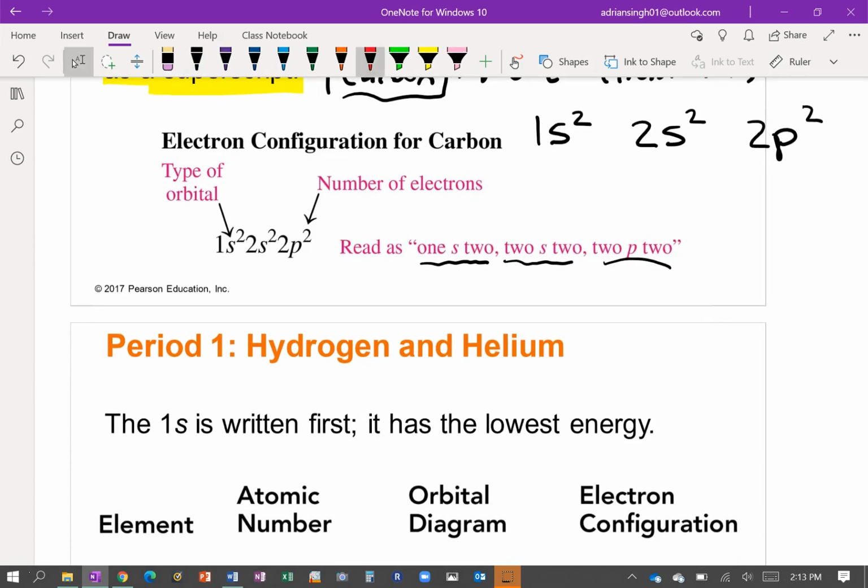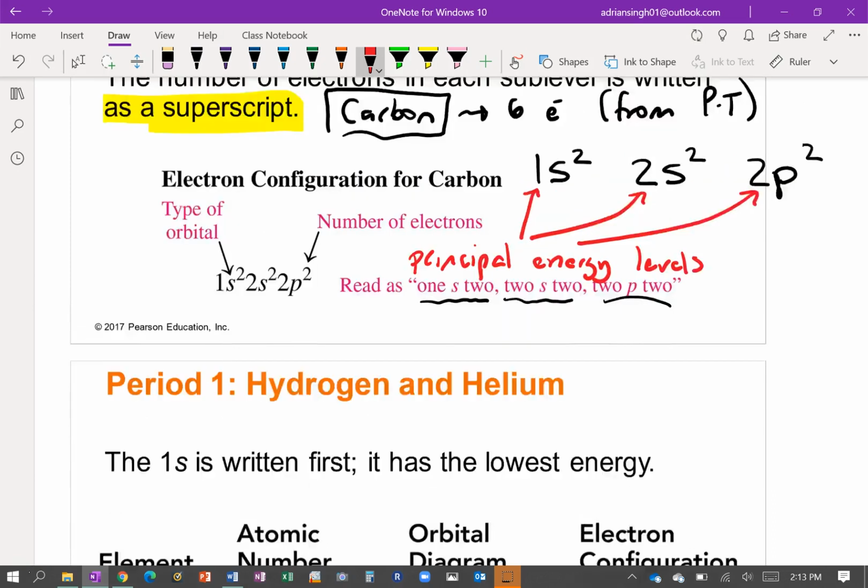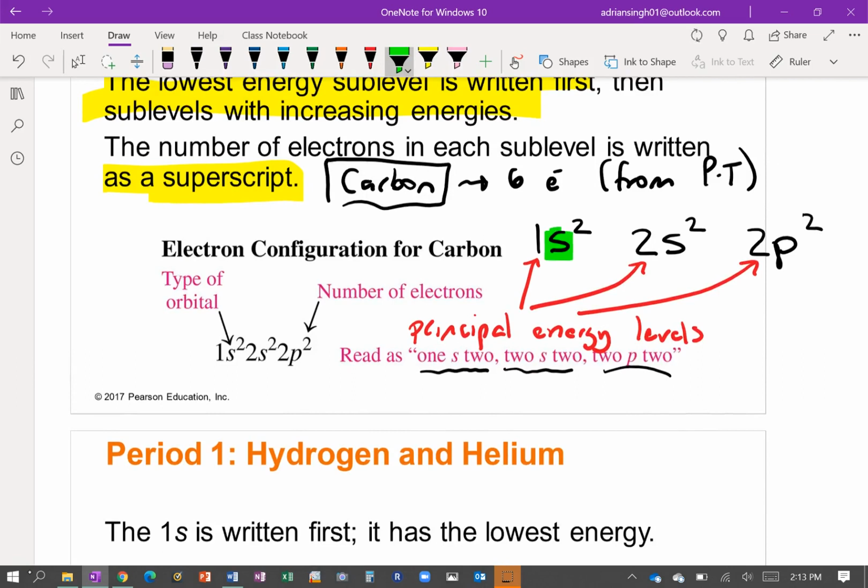So what do these numbers represent? Well, the big numbers at the front represent the energy levels, the principal energy levels, or the shells. The letters, the s and the p's, represent the sublevels. And then the superscripts, the 2, the 2, and the 2, represent the number of electrons.